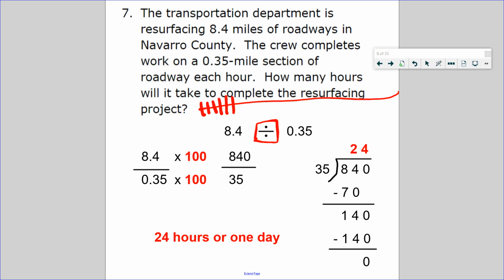So 8 and 4/10 divided by 3,500. Do you like working with decimals when you divide? I don't. I'd rather work with whole numbers. Do they have the same place values? This is the hundreds, this is 10.